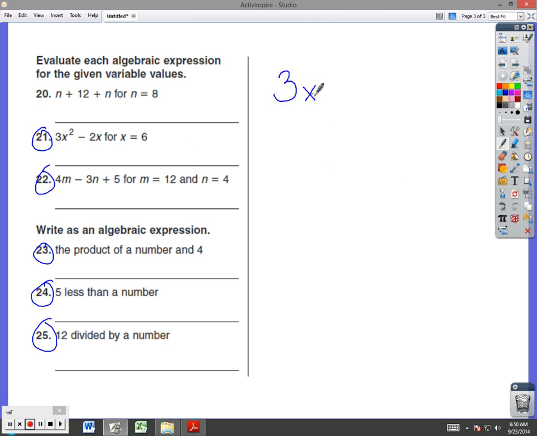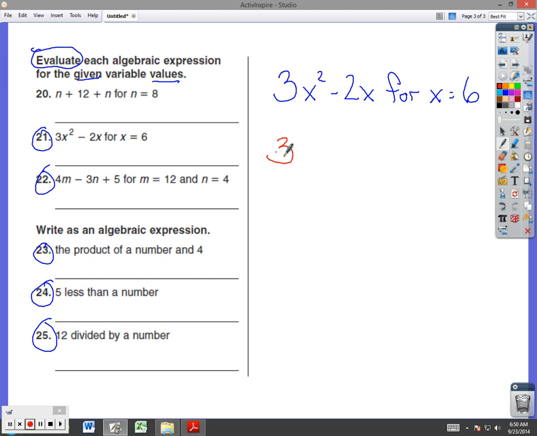So we have 3x squared minus 2 times x, 4, because we can't solve this unless you tell me what x equals, and it tells me x is equal to 6. Now it says evaluate, fancy word for solve. Solve each algebraic expression for the given variable values. They're going to give us the values. Now let's substitute the 6 in wherever I see an x.